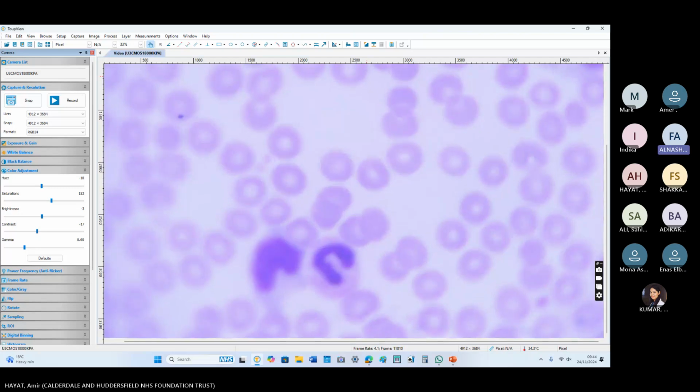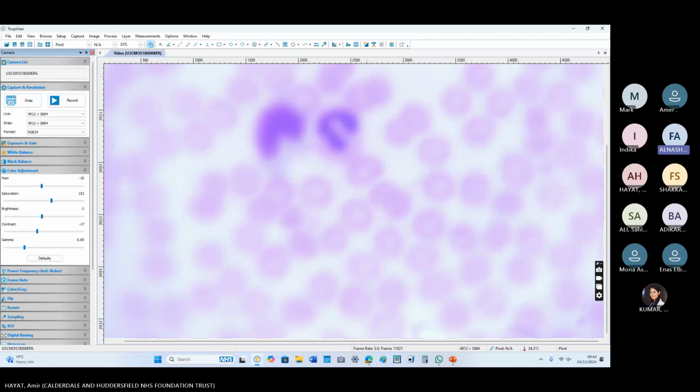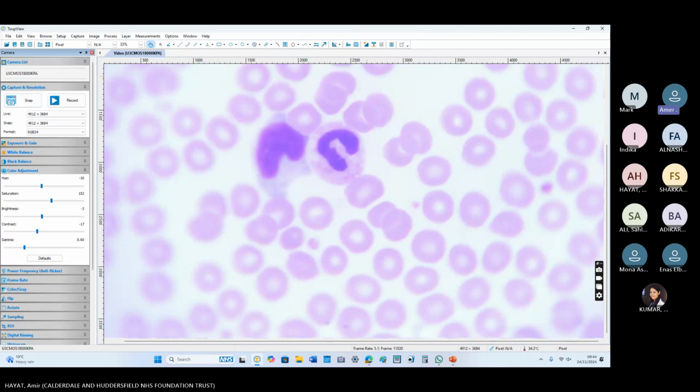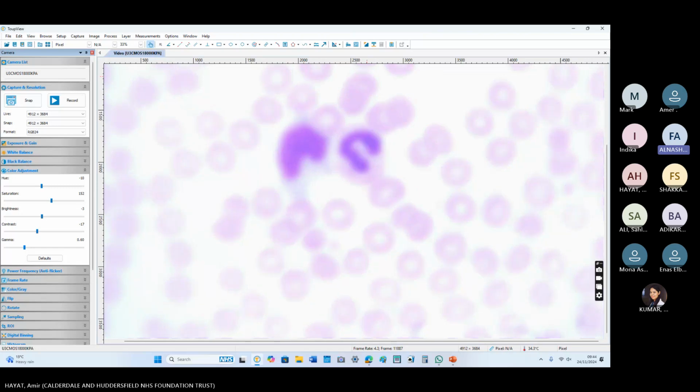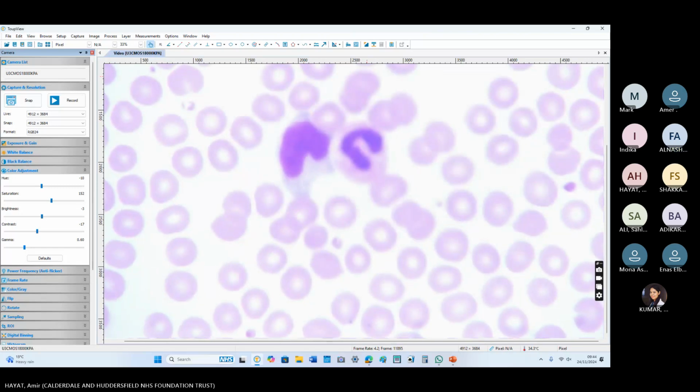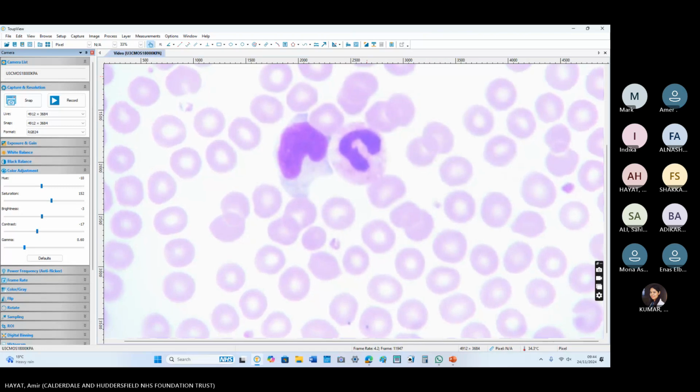CLL, most probably. Usually we use flow to exclude CLL, or other markers also for the B cell. CLL does not appear like this. CLL has very small, clear lymphocytes. It's not like this.